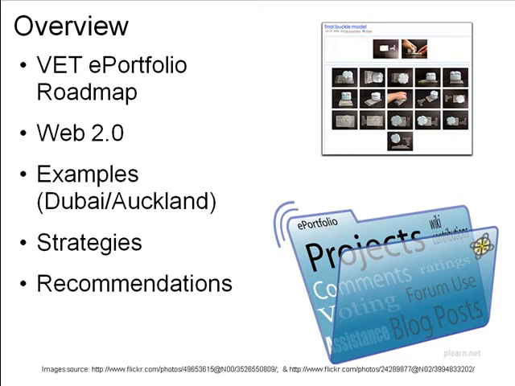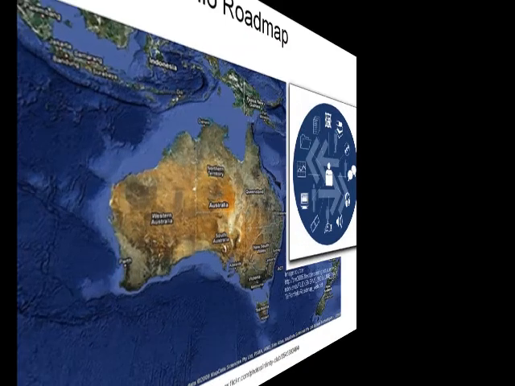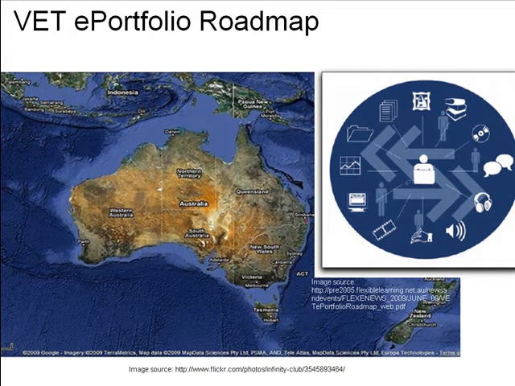So what I'm going to do is just have a quick look. People have already spoken quite a lot about the VET ePortfolio roadmap, but I'll just touch on that again. I'd like to look at Web2 ePortfolios in particular and look at a little bit about the ethos of Web2, give you some examples and some strategies and recommendations. Now, we've done quite a few trials in various places, but rather than go into each trial in depth, because I've only got 30 minutes, I've pulled out key strategies and recommendations and then illustrated them.